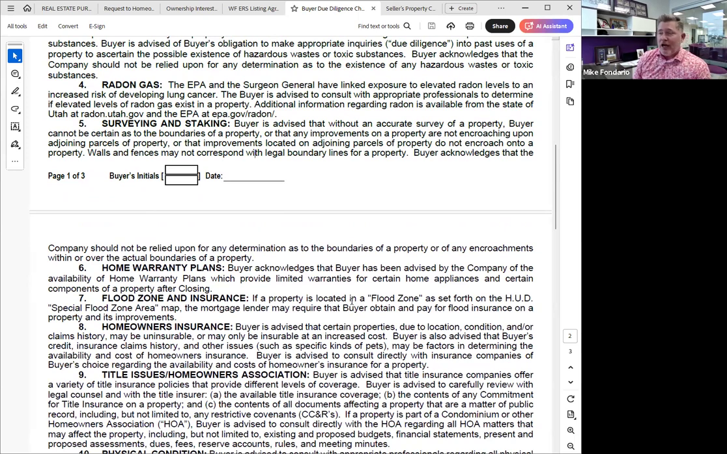Surveying, staking, usually not needed for single family homes and the like, probably not necessary. But if we're buying a piece of land, probably a really good idea to talk about that. Home warranty plans, I think we cover that really well.